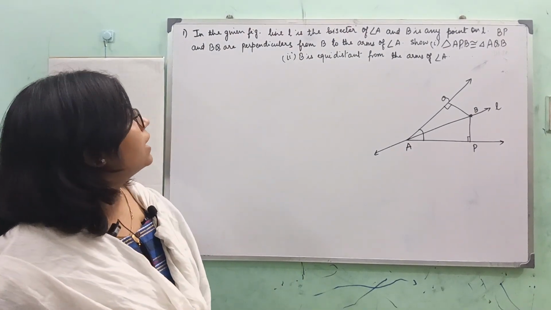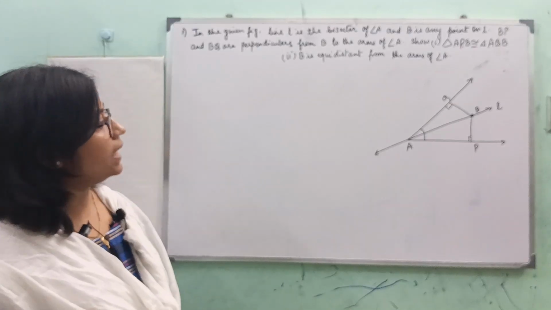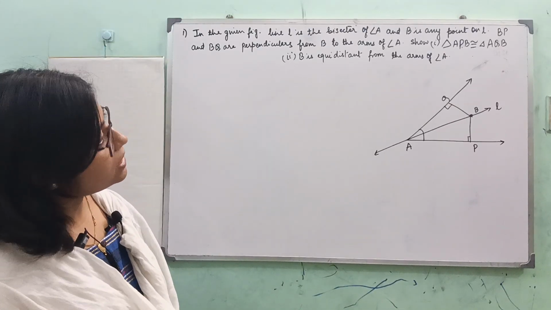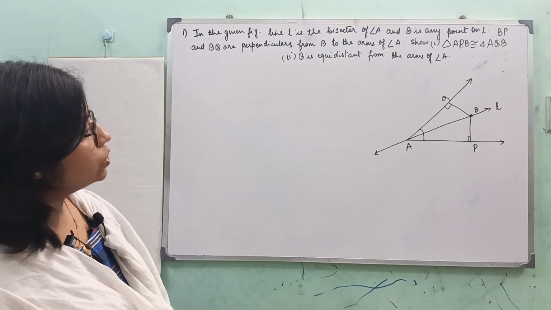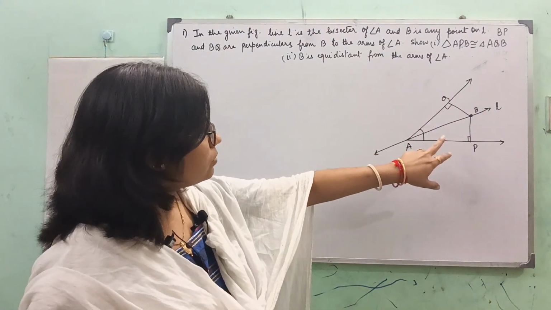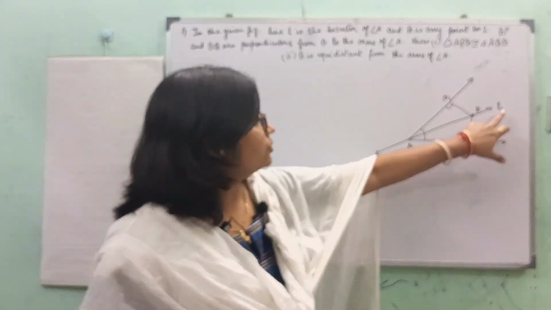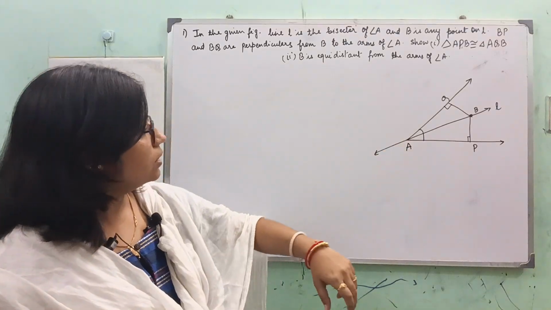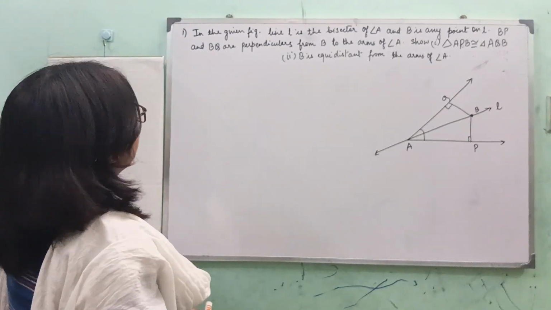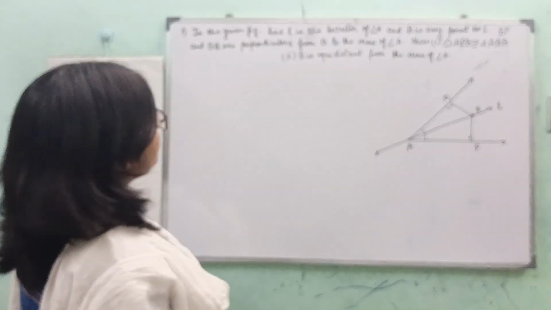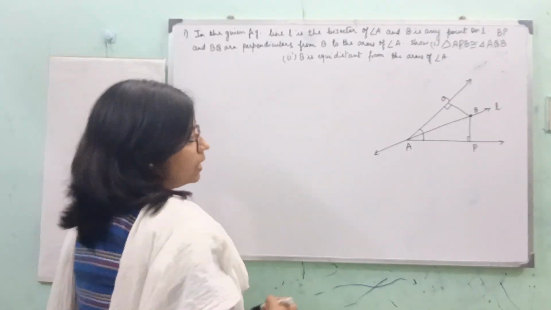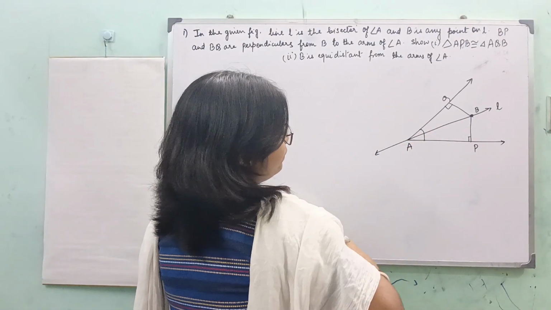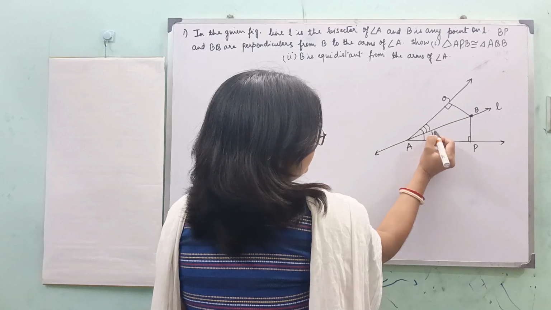In the given figure, line L is the bisector of angle A and B is any point on L. So you can see an angle over here, and this is the line which is the bisector of angle A. Next, BP and BQ are perpendiculars from B to the arms of angle A. So this is angle A and these are the two arms of angle A. Now L is the bisector of angle A. That means this angle and this angle are the same.